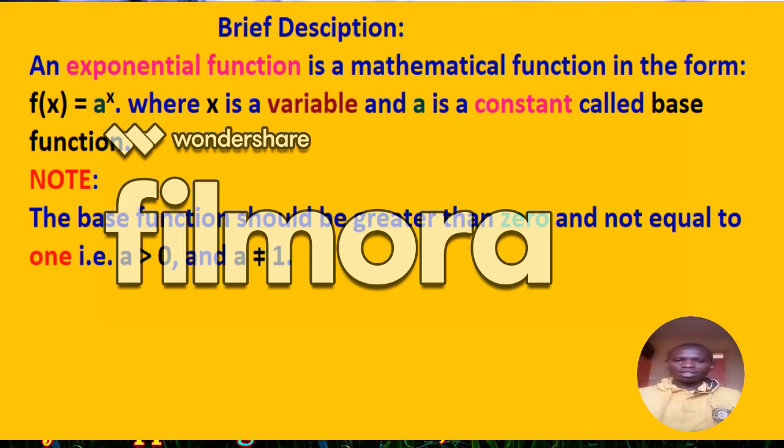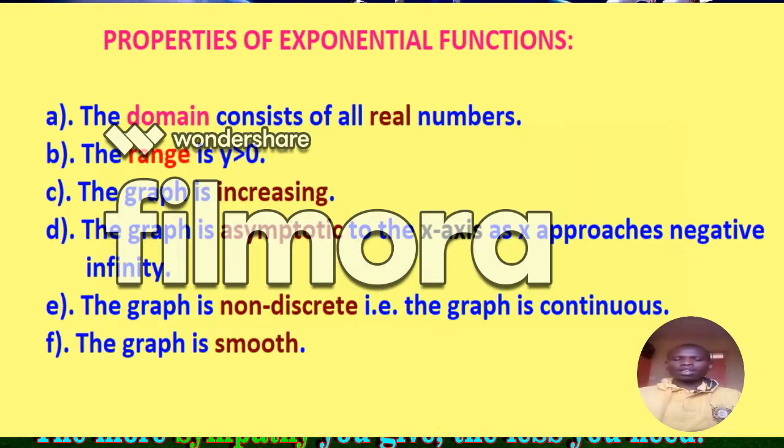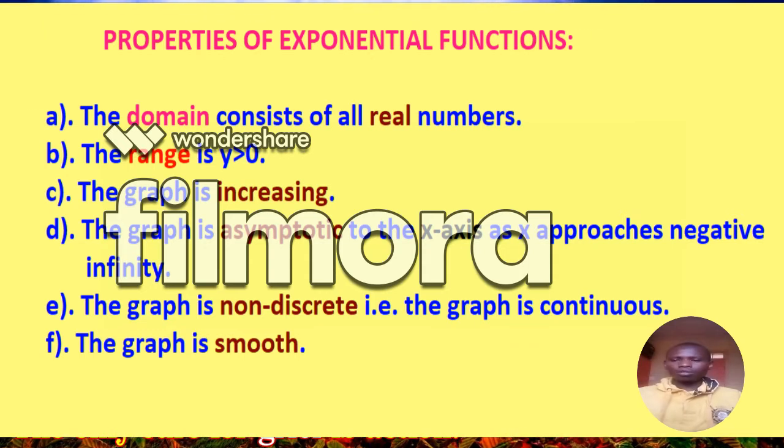What are some of the properties of the exponential function? Exponential functions have about 6 properties, and the first property is that the domain of the exponential function consists of all real numbers. That is one. The second property is that the range of the exponential function is given as y greater than 0.